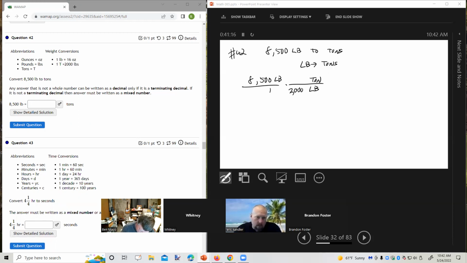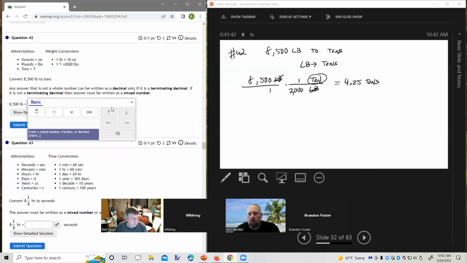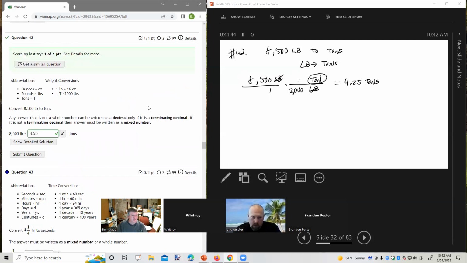2,000 pounds is 1 ton. Common units of pounds cross out. I've got tons left. So 8,500 divided by 2,000 is 4.25 tons. Alrighty.